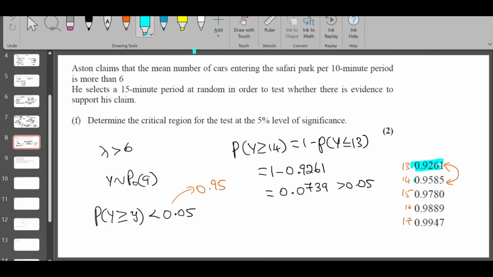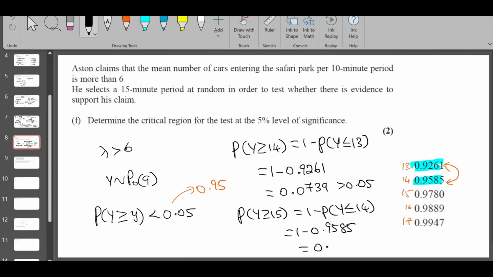And when I use the value for 14, I can start writing it as 15 actually. So when I rewrite, I can use the value 14. 1 minus 0.9585 is 0.0415, which is less than the significance level. So that's the first value. Therefore, the critical region is y is greater than or equal to 15. That's all. Just a 2 mark question.